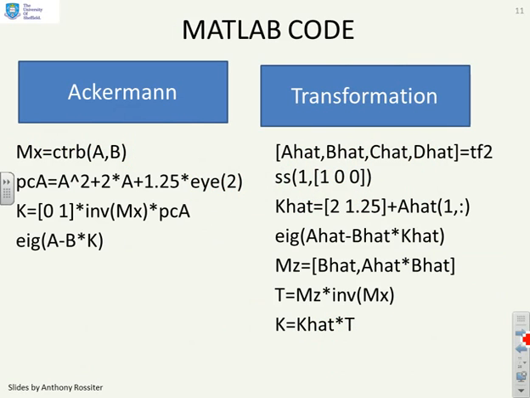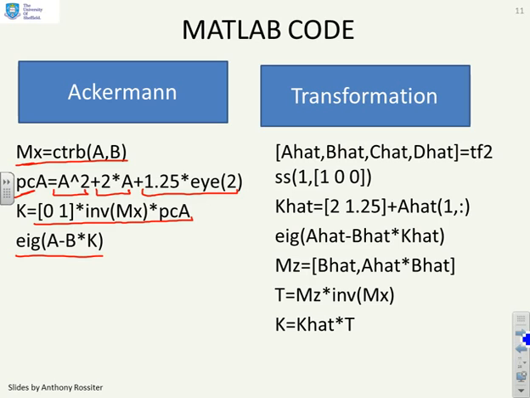Here's a reminder of some of the MATLAB code, just in case you want to check these things out more slowly for yourself. So using Ackermann's method, I found the controllability matrix, so you can see CTRB A, B. I worked out PC of A, which was A squared plus 2A plus 1.25 times I, and then I just plugged it in the formula, exactly as we did on the screen here. And then this final command is just to check that I get the closed loop poles that I expected.